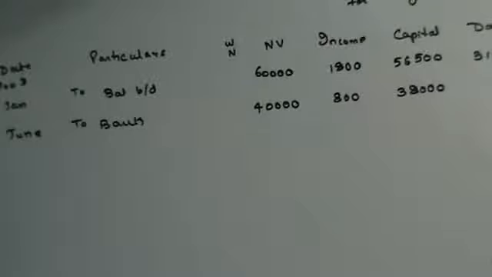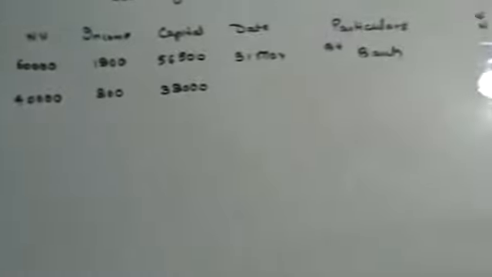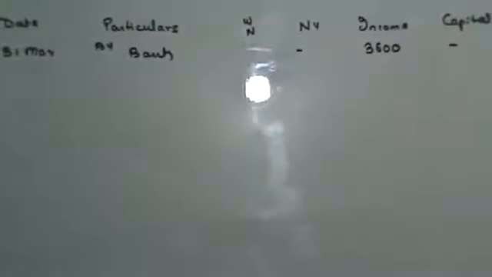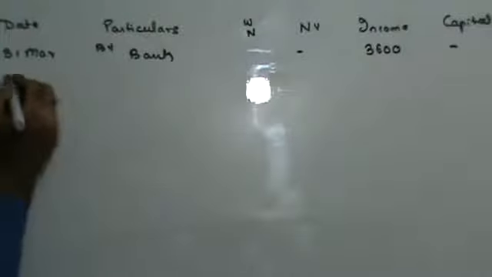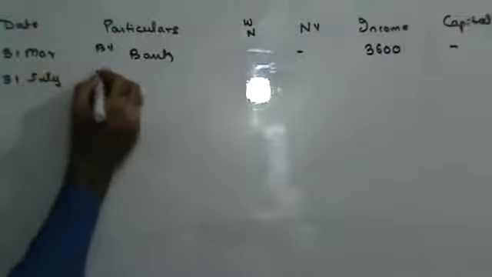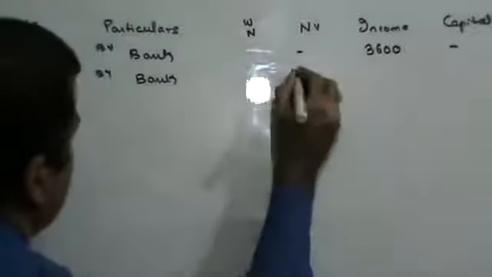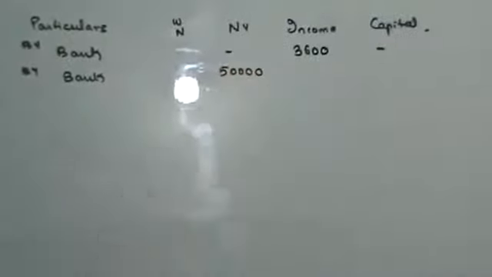On 31st July 2003, 50,000 worth securities were sold at 94.5 ex interest, brokerage 250. Now on 31st July, sold. Debit what comes in, credit what goes out. On the credit side, 31st July, by bank, you have sold securities of 50,000.